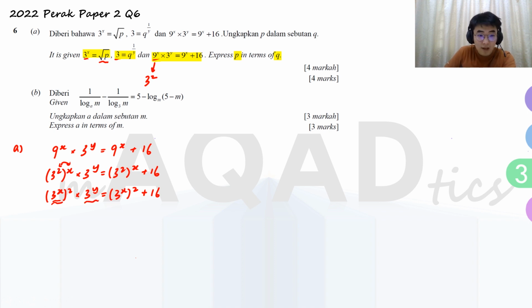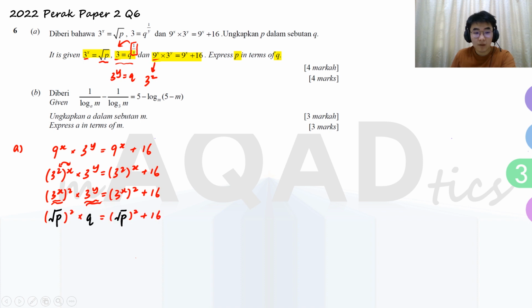And for 3^y, you can see that from the second equation, the power y is on the right side. So to move it to the left side is quite easy. We just need to invert the positions. So from 1 over y, we change it to y over 1, which is also y. So here we can just substitute q. And once we substitute, we can simplify the equation and make sure p is on the left side.